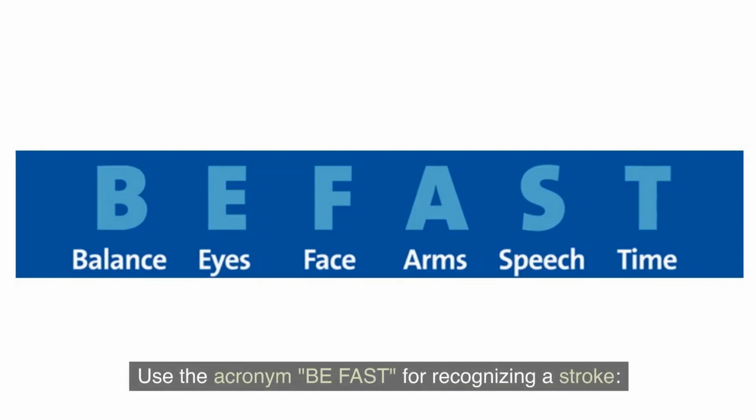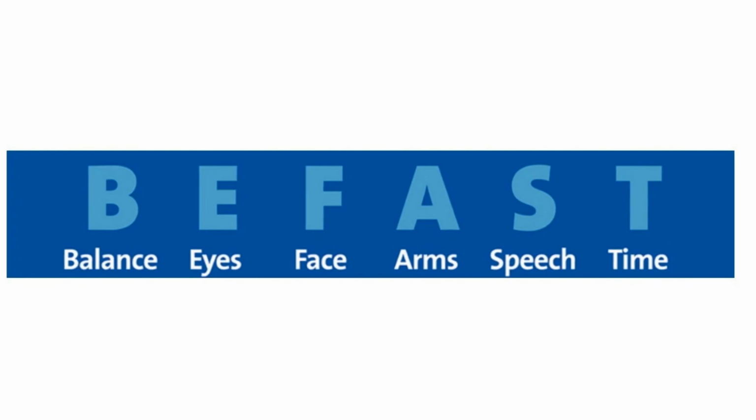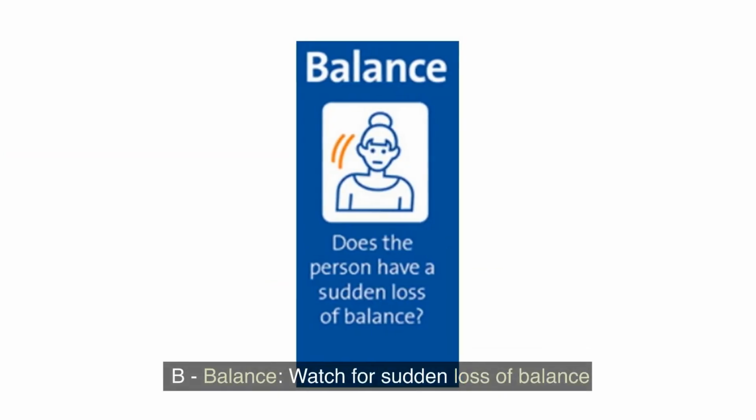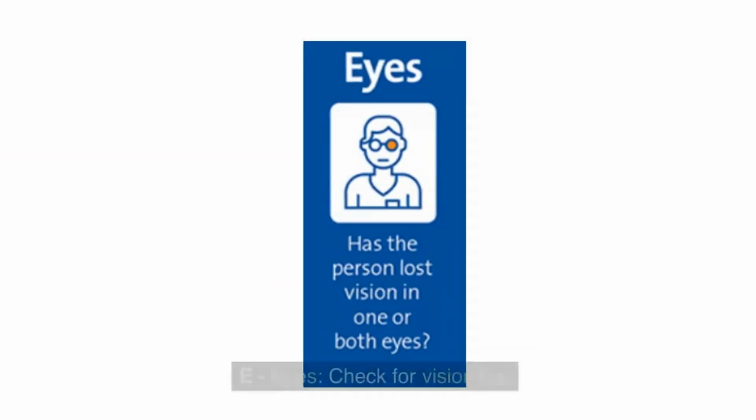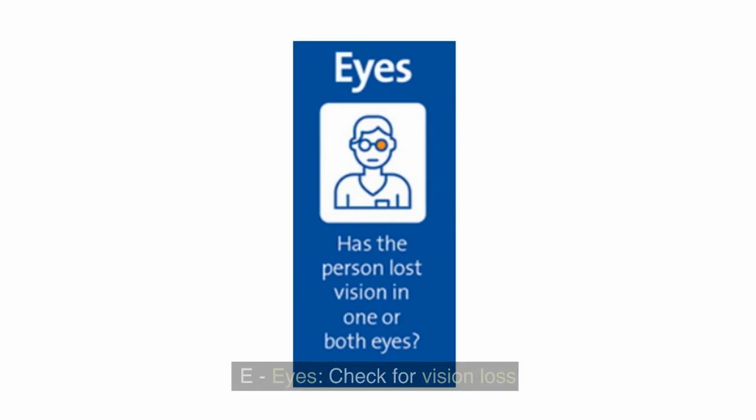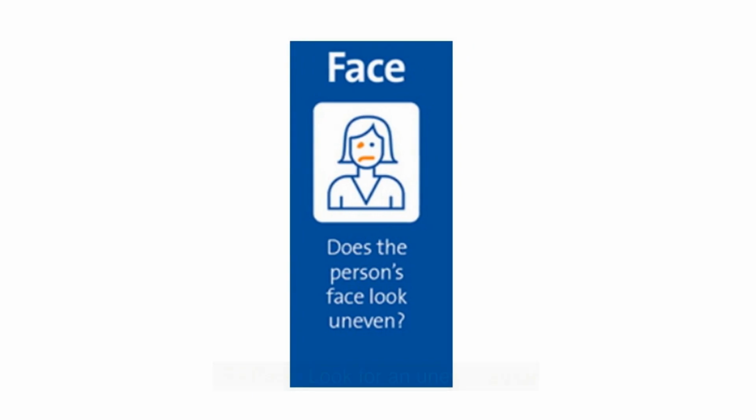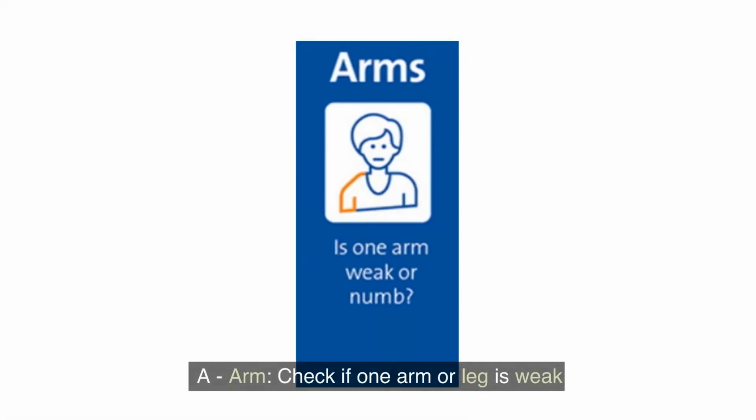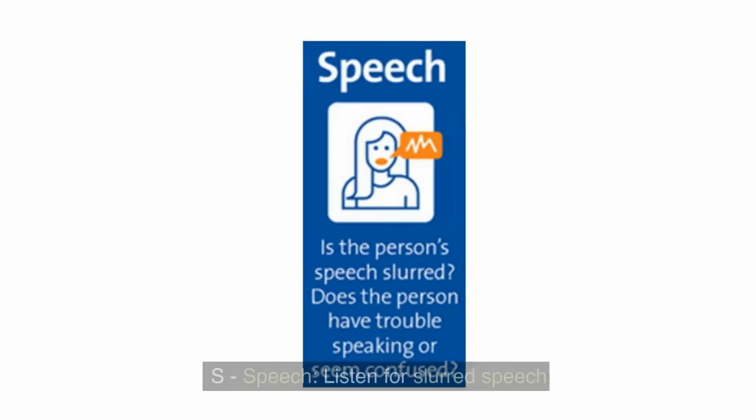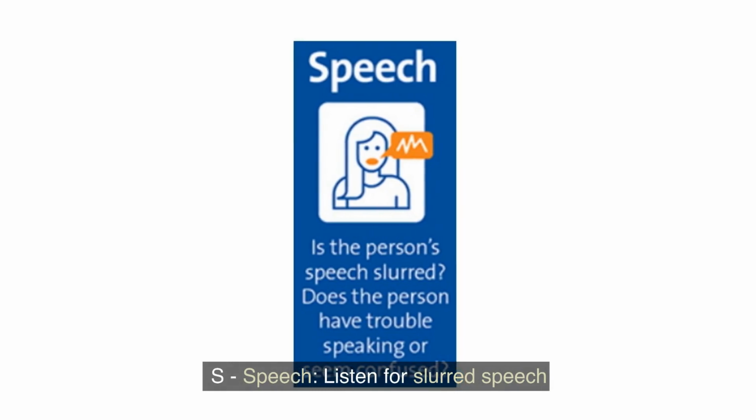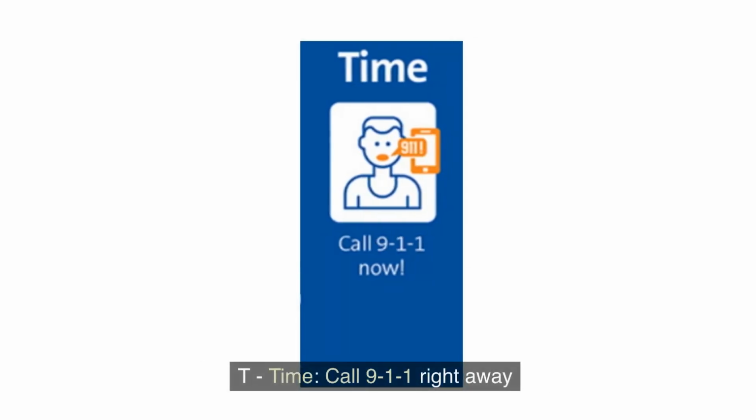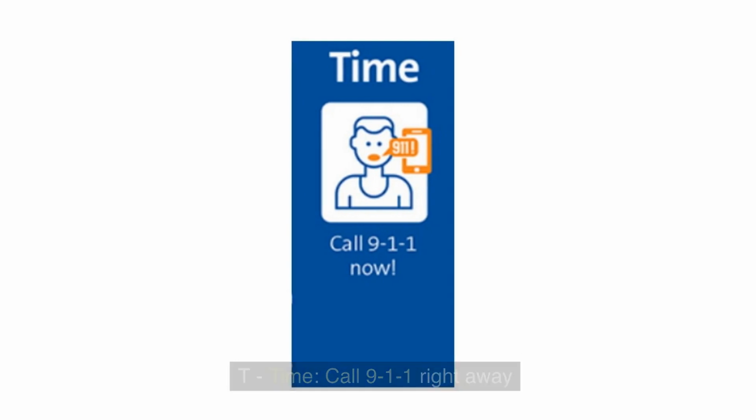Use the acronym B-FAST for recognizing a stroke. B. Balance. Watch for sudden loss of balance. E. Eyes. Check for vision loss. F. Face. Look for an uneven smile. A. Arm. Check if one arm or leg is weak. S. Speech. Listen for slurred speech. T. Time. Call 911 right away.